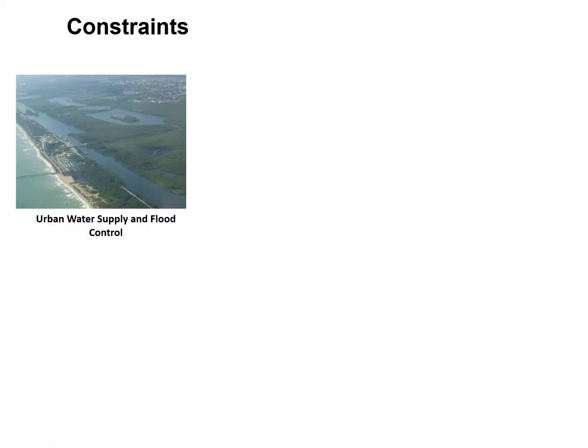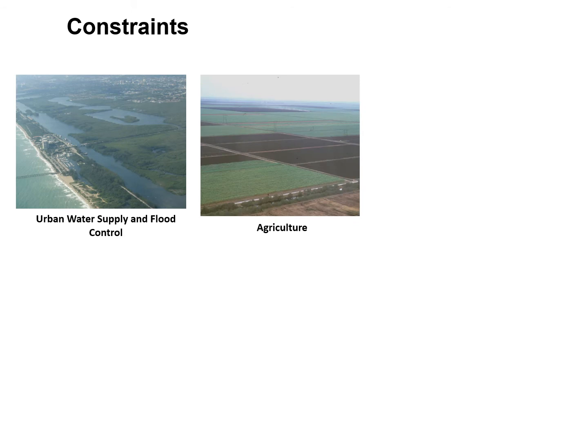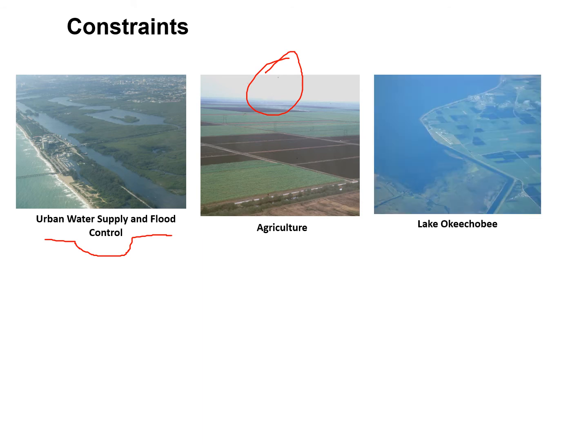Okay, but there are a lot of constraints. We have a lot of urban water supply and flood control needs, right? We want to prevent floods from occurring, and if we allow a lot of water to go into the Everglades, that could increase odds, but part of the plan was to build a lot of water management structures. Also, the agricultural business, they're very powerful, have a lot of money, lobbyists and stuff like that, so there's a lot of agricultural land standing in the way of connecting the Everglades to Lake Okeechobee.